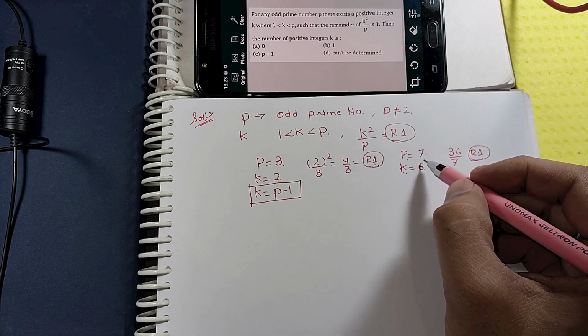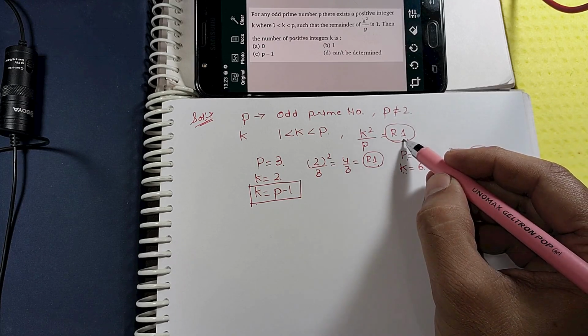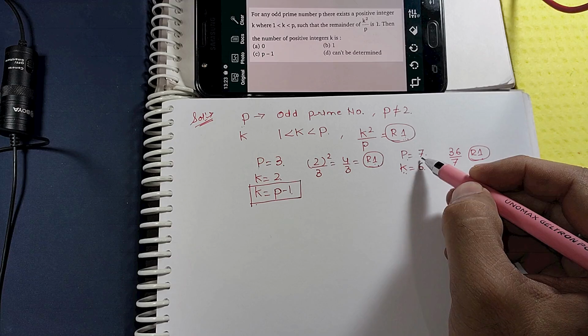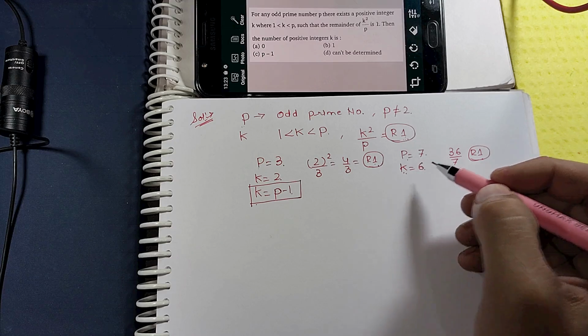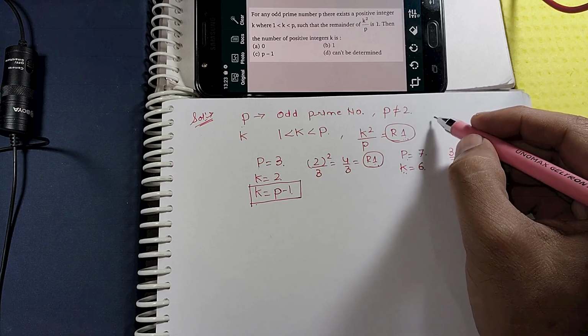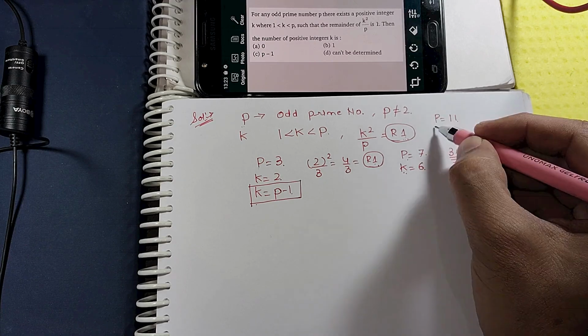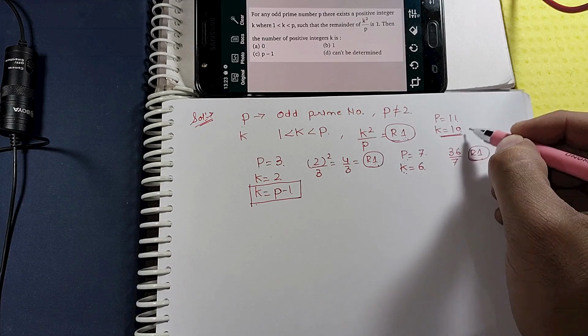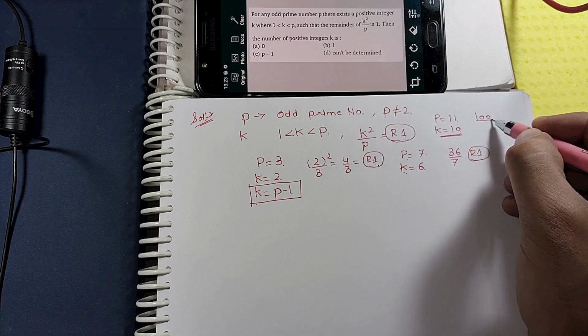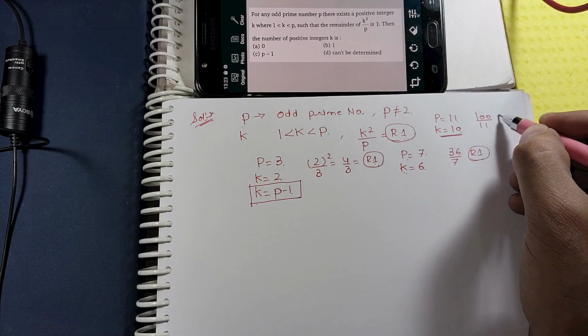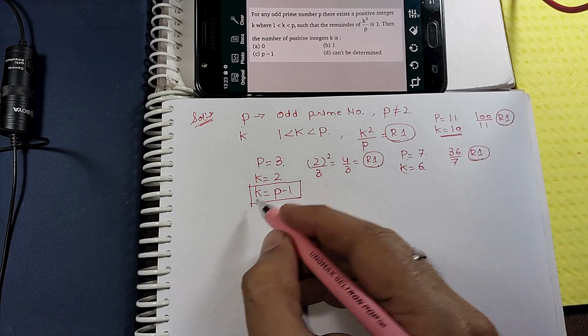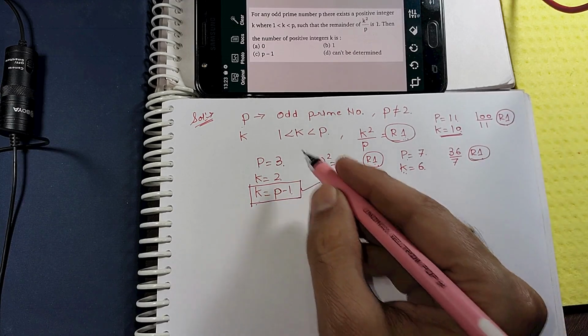The logic is that whenever we require a remainder of 1 for any value, the other number should be 1 less than that. Let us suppose for another value that p is equal to 11, so k will be equal to 10. Now k square will be 100 divided by 11, so that will also give remainder 1. So in all the cases the value of k will always be p minus 1 and the right option will be option number C.